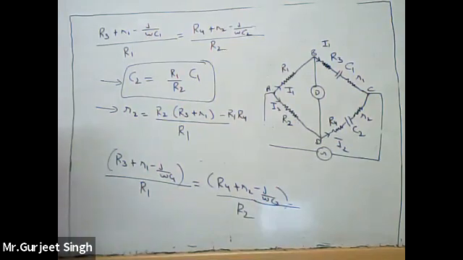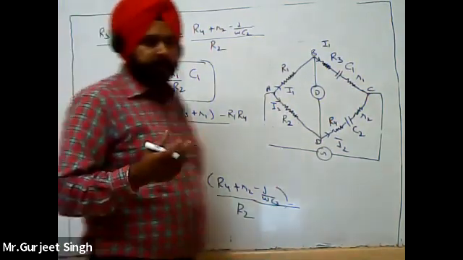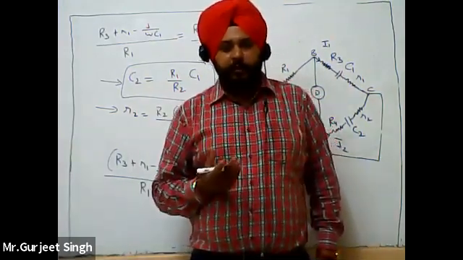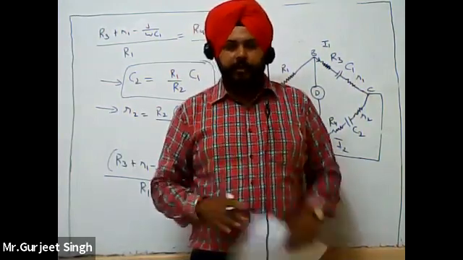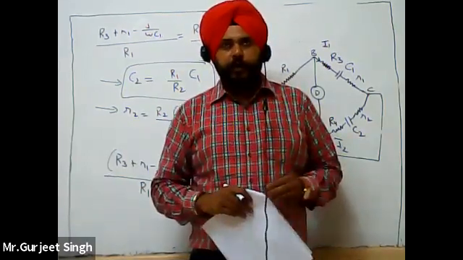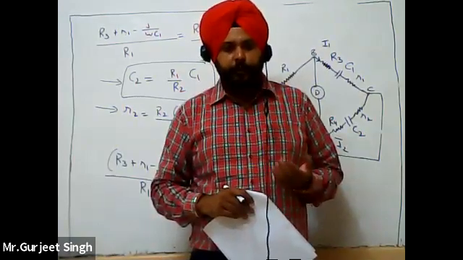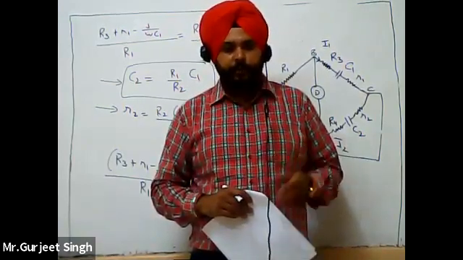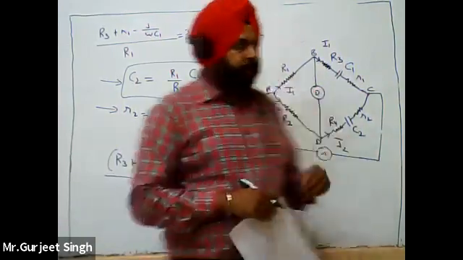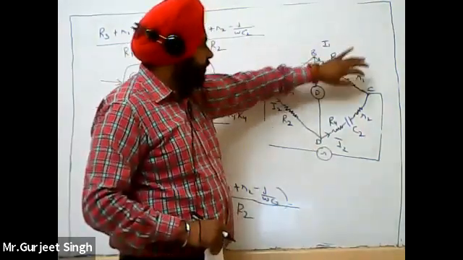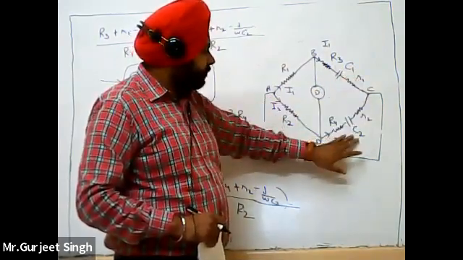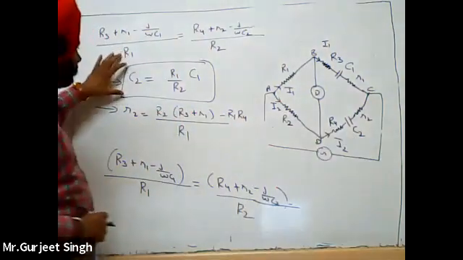So in the starting I told you that in the first Desauty bridge we have to find out the value of the C1. Okay, but in this bridge we have to find out the value of C2 and the R2. So in the numerical, if the numerical is given to you in the exam and the examiner asks you a question that find the value of the unknown capacitance with the help of Desauty bridge, they must give the value of C1 or R1. Sometimes they must say that these two values are given, find out the value of C2 or R2. So this expression is common.